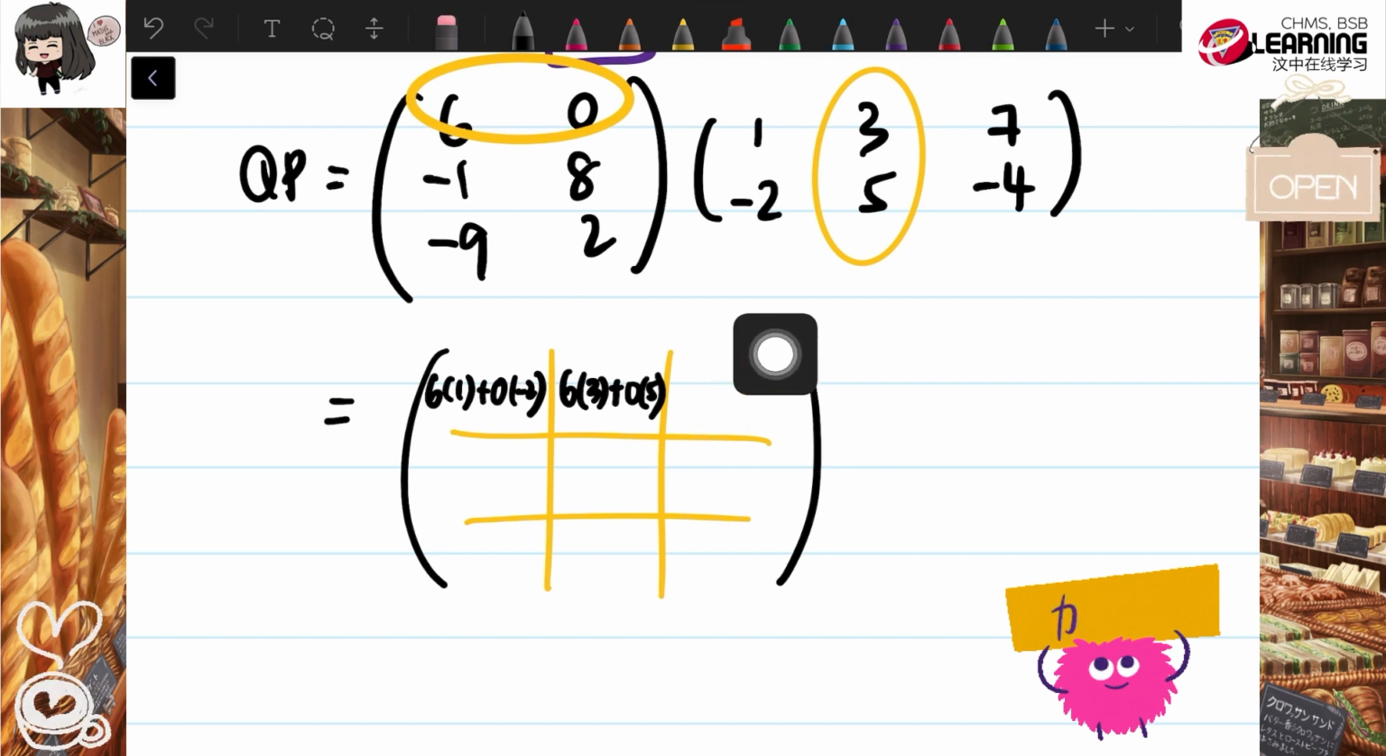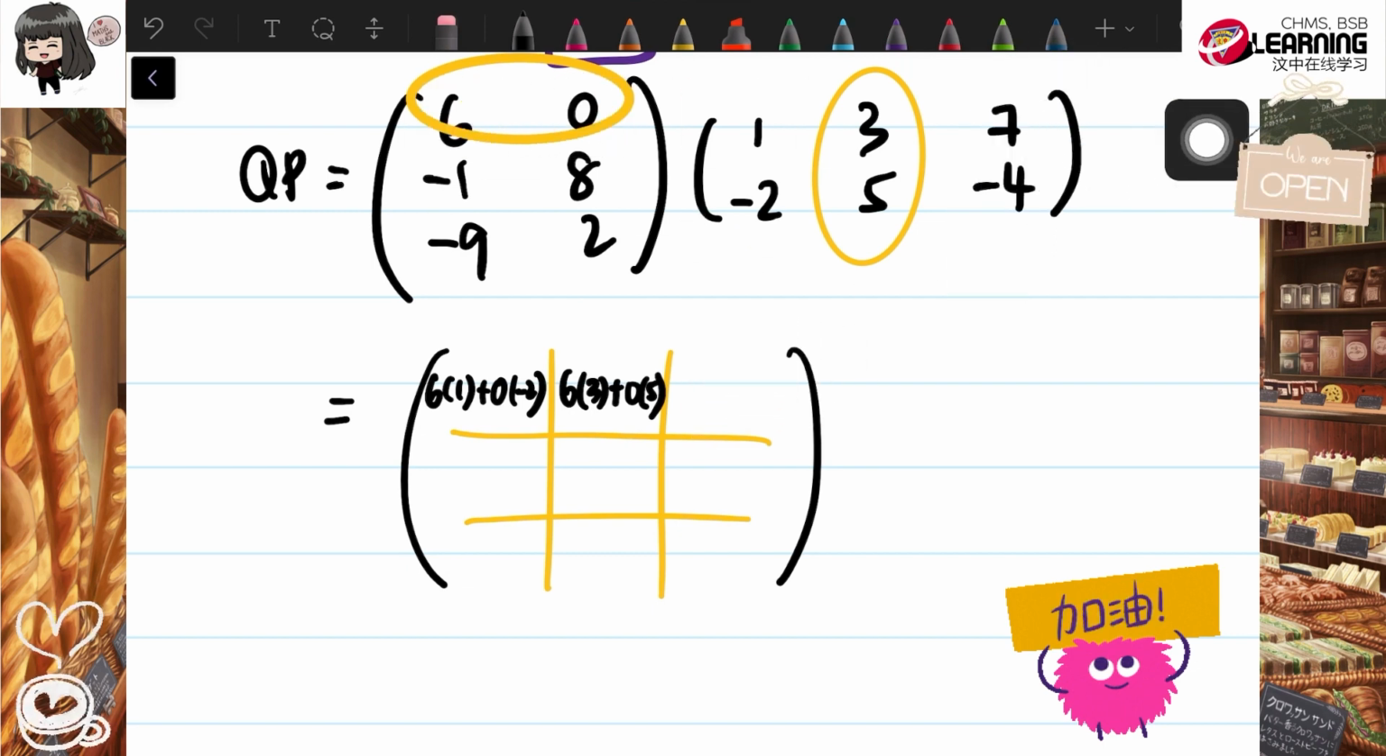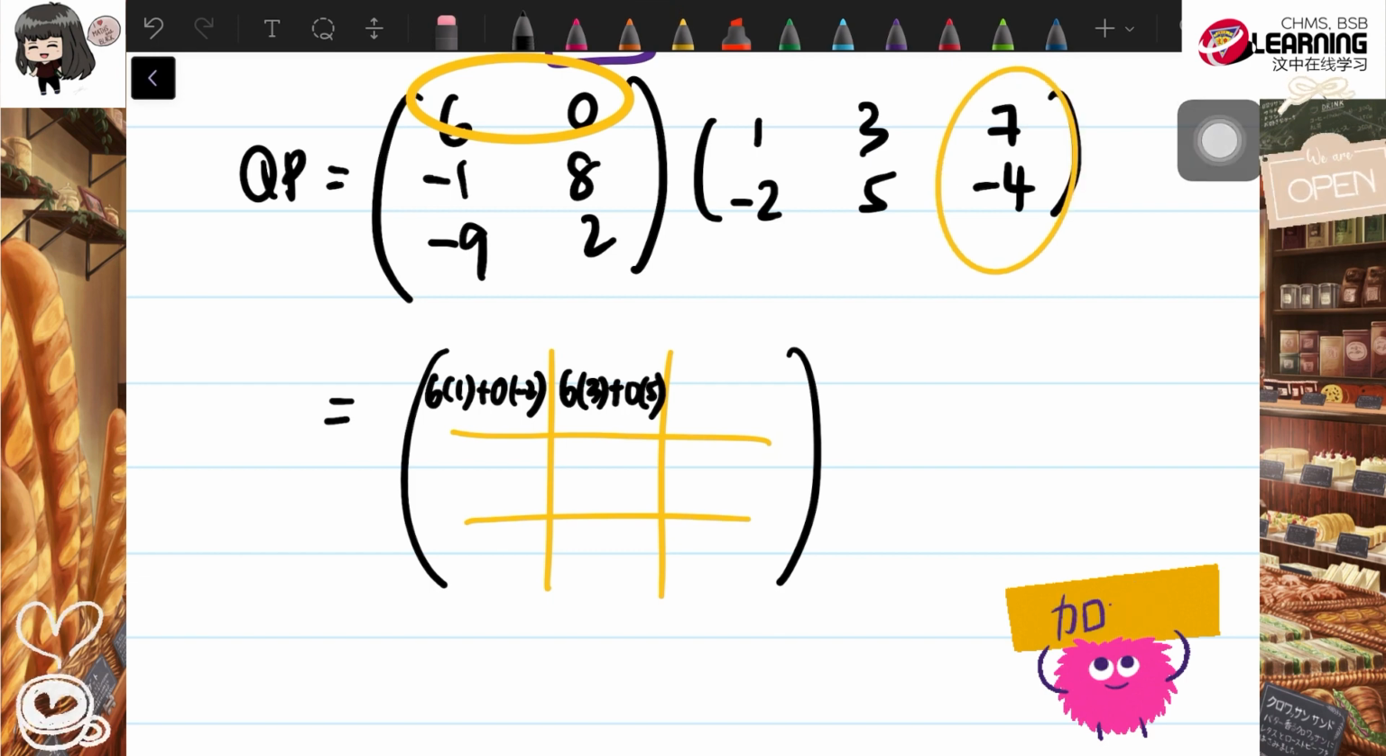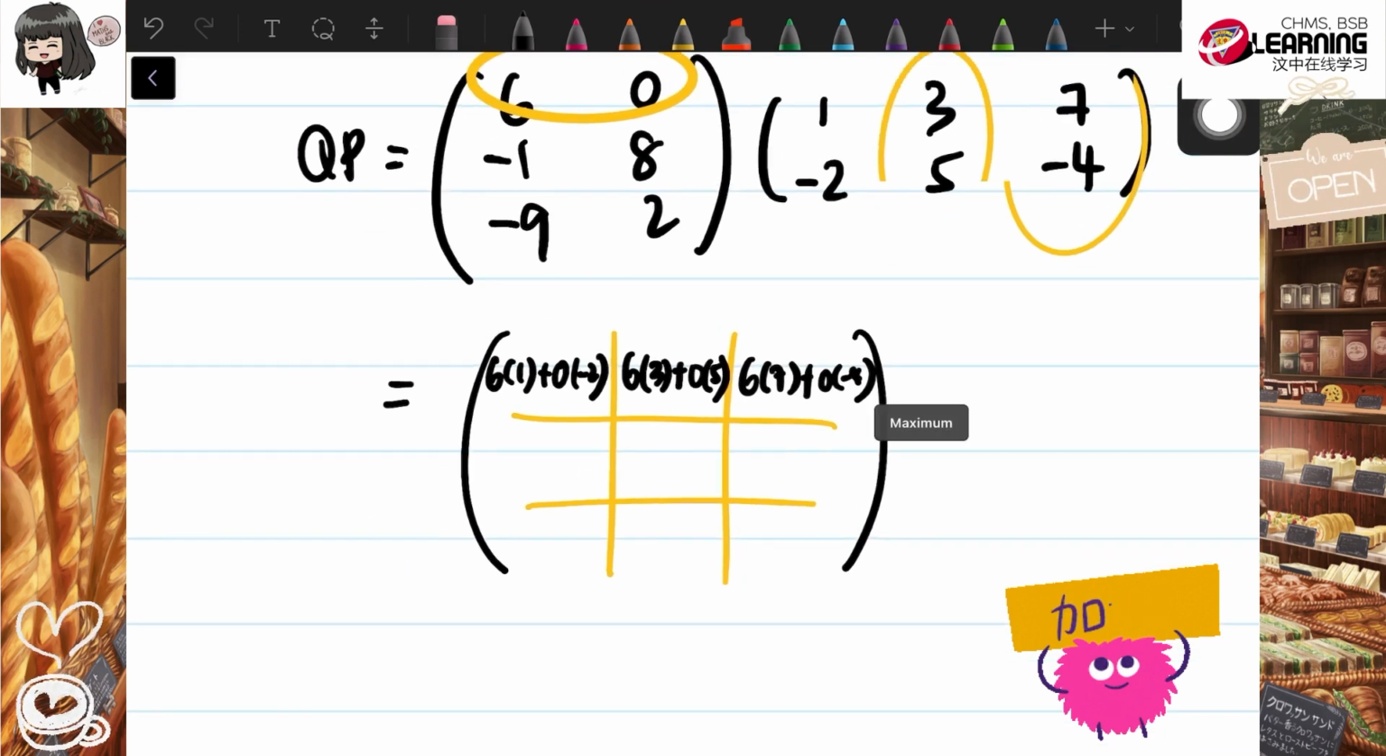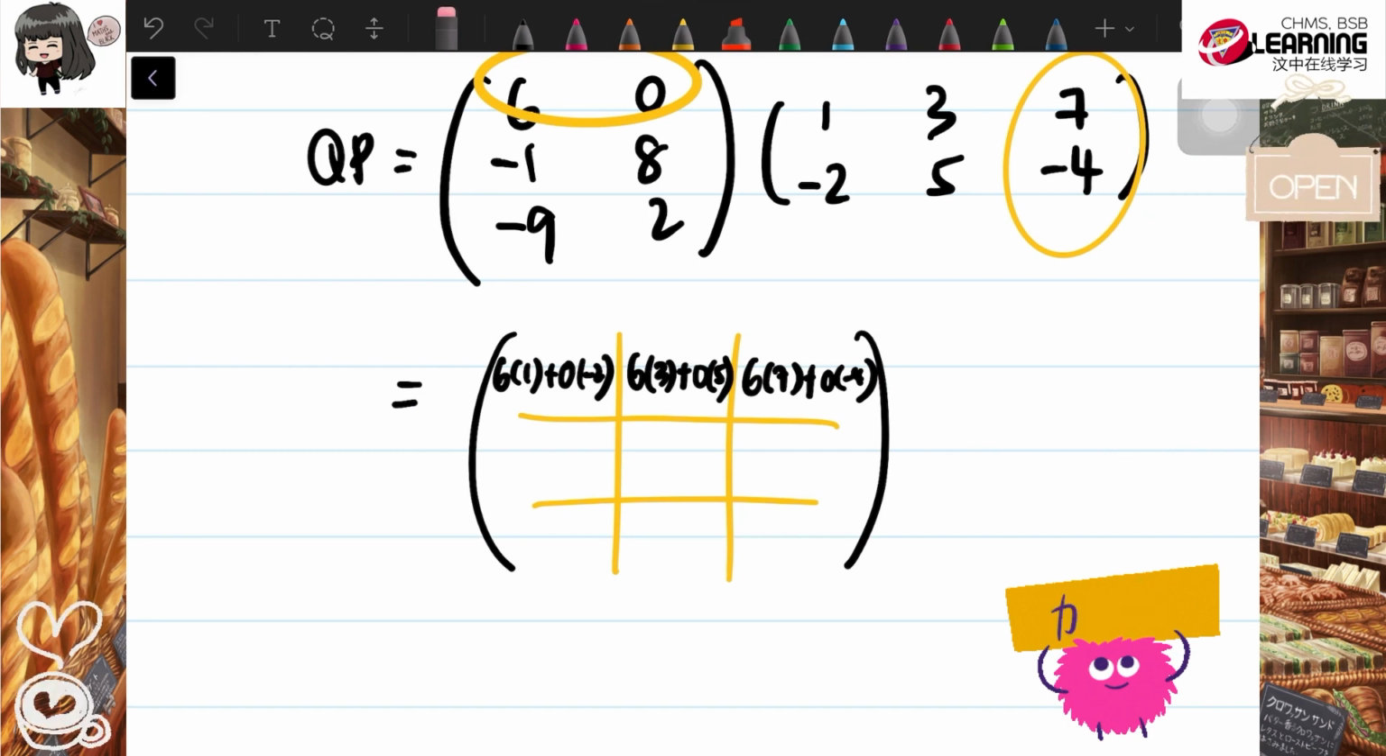And the third one here will be first row and third column. I change it to third column like this now. So it will be 6 times 7 plus 0 times negative 4. Okay, like not clear.